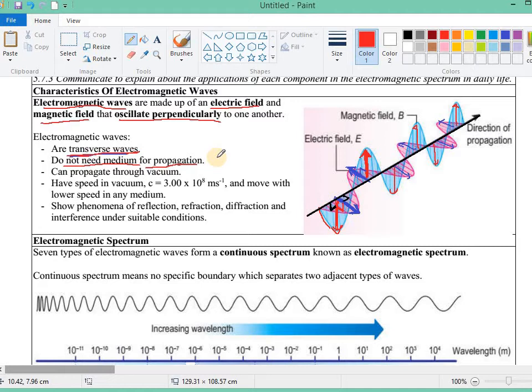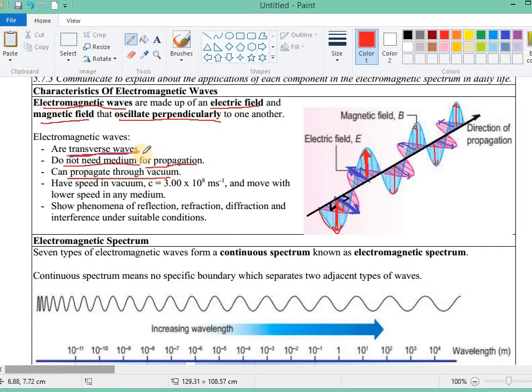So electric field and magnetic field extend to infinity. That means they go all the way in space. That means it is not a matter. It doesn't need matter to transfer the energy in the electromagnetic wave. So electromagnetic wave needs no medium for propagation. Electromagnetic wave can propagate through vacuum.